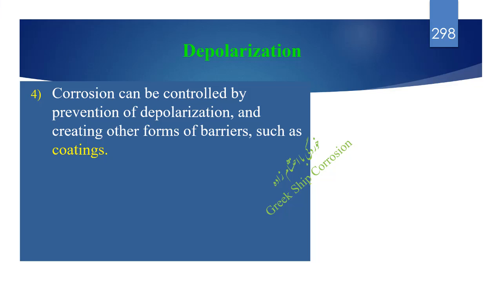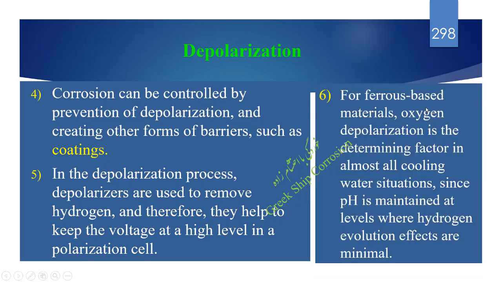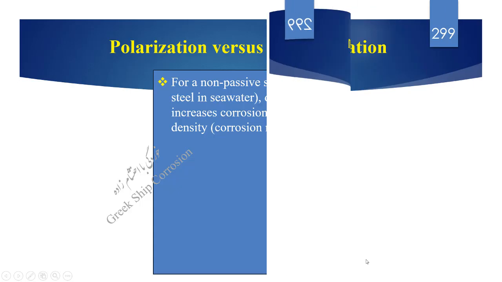Corrosion can be controlled by prevention of depolarization and creating other forms of barriers such as coatings. In the depolarization process, depolarizers are used to remove hydrogen and therefore they help to keep the voltage at a high level in a polarization cell. For ferrous-based materials, oxygen depolarization is the determining factor in almost all cooling water situations, since pH is maintained at levels where hydrogen evolution effects are minimal.